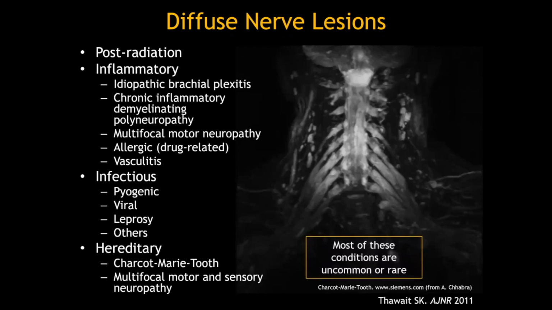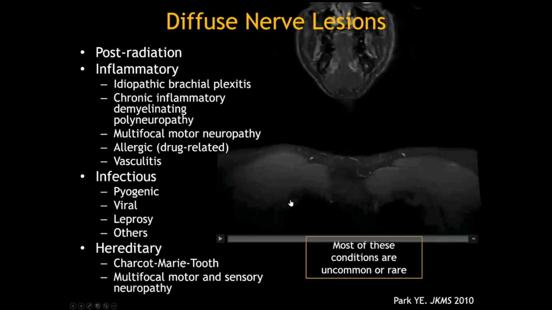Now you may see diffuse nerve involvement in a variety of entities. Commonly we'll see this as a result of post-radiation changes in patients who've received breast irradiation for breast cancer. But more rarely you may see this as a result of inflammatory, infectious, or hereditary lesions. The hereditary lesions generally are pretty rare. This is just an example from the literature of a patient with Charcot-Marie-Tooth or hereditary sensorimotor polyneuropathy.